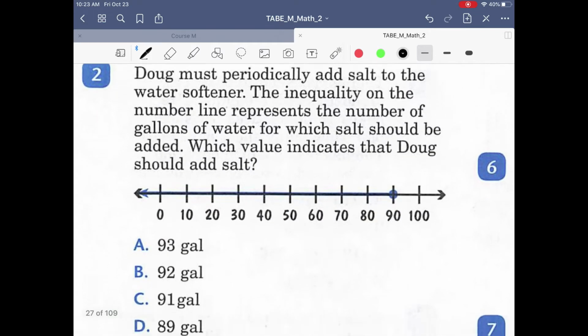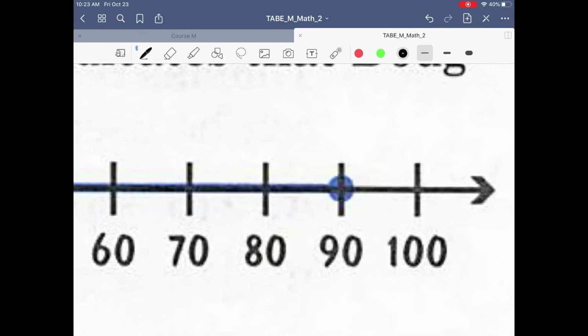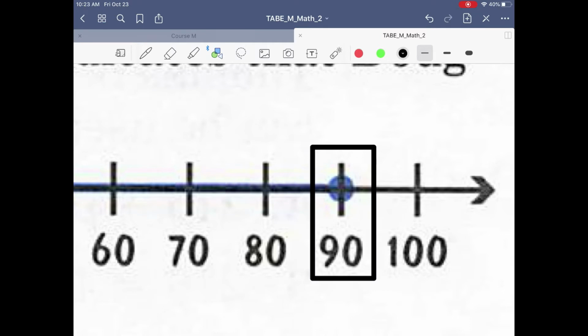Number 2. Doug must periodically add salt to the water softener. The inequality on the number line represents the number of gallons of water for which salt should be added. Which value indicates that Doug should add salt? So it's a little hard to see on mine, but I'm sure in your book it's not. If you look at the 90, you have a closed circle at the 90. So here is where we have to focus to answer this question.